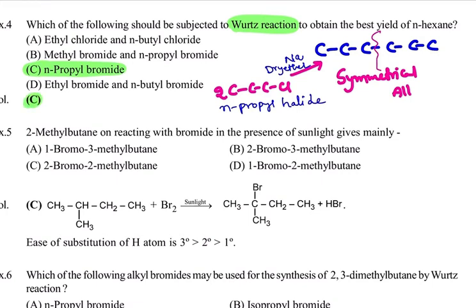Remaining all are ethyl chloride, ethyl n-butyl bromide; when those are combined together, mixed products will be obtained. We previously discussed this, so see that video once. Methyl bromide with n-propyl bromide also gives mixed alkanes. Ethyl bromide with n-butyl bromide also gives mixed alkanes. But with n-propyl bromide, we don't get mixed alkanes. Only one alkane is obtained, that is n-hexane.